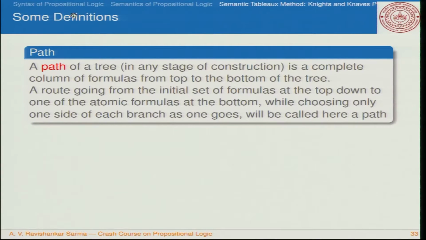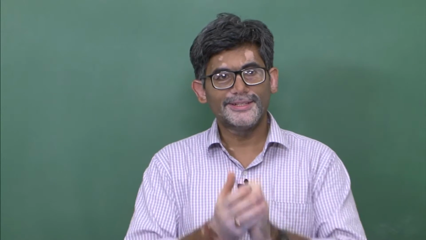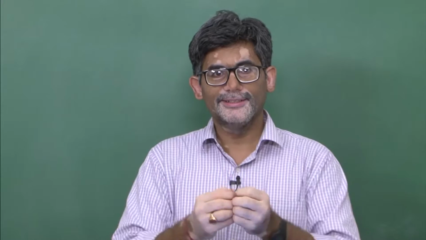There are a few definitions that we need to note before entering into the examples. In a tree diagram, there is something called a path. So, you need to imagine an upside down kind of tree. A tree has a trunk at the base and then you have branches.